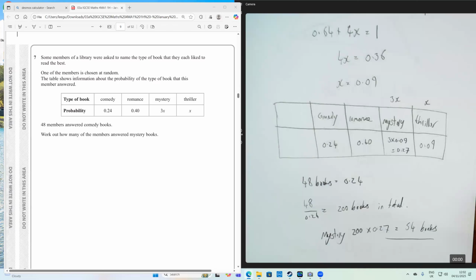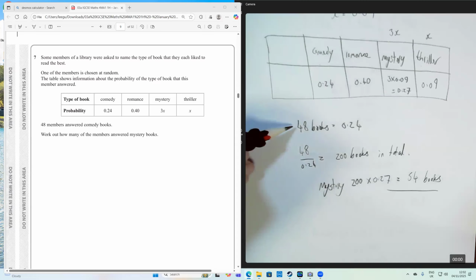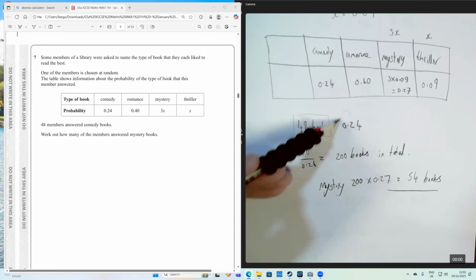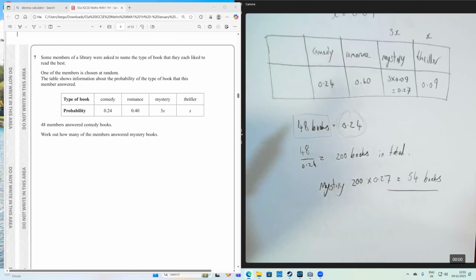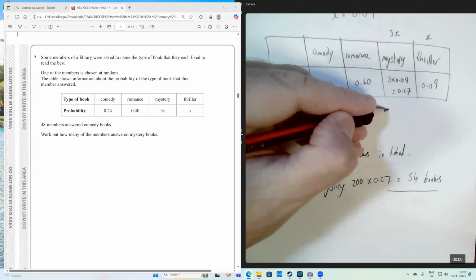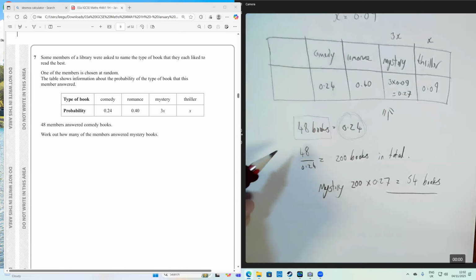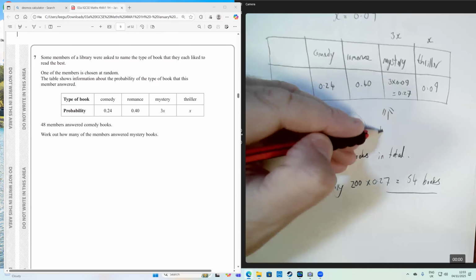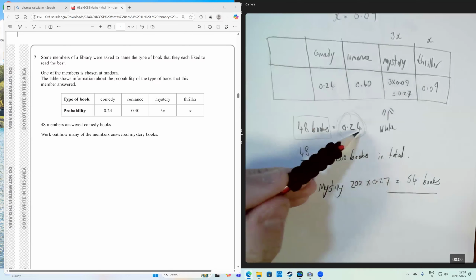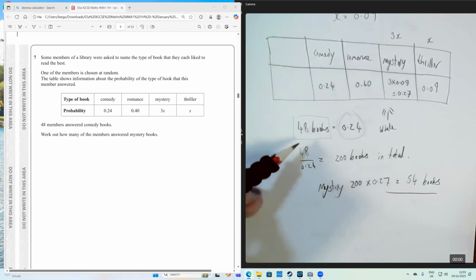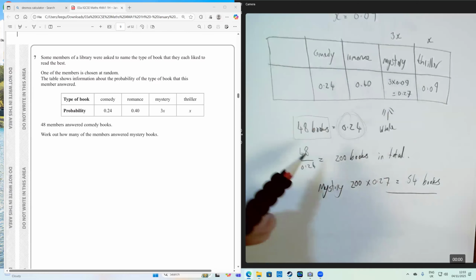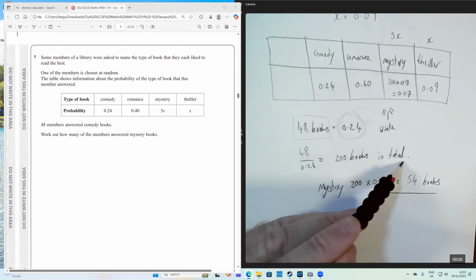The question goes on to say 48 members answered comedy books. Work out how many members answered mystery books. Now, we know that 48 corresponds to a probability of 0.24. So if we want to find out what 1 corresponds to, we do 48 divided by 0.24 in order to get back to the whole, because 0.24 of the whole is 48. So 48 divided by 0.24 means that there must have been 200 members in total.